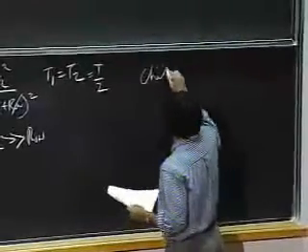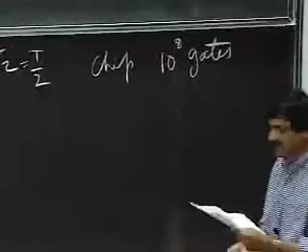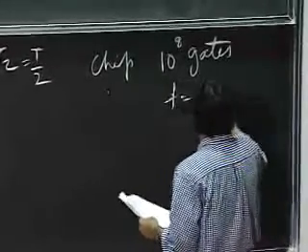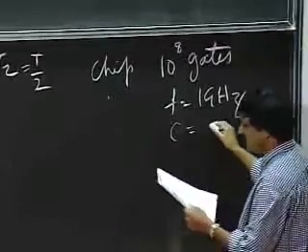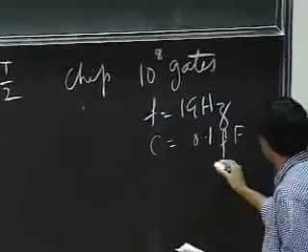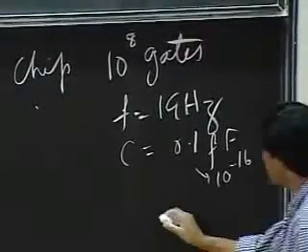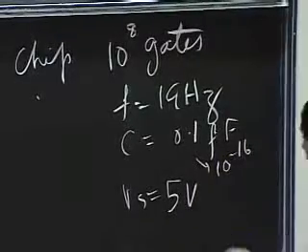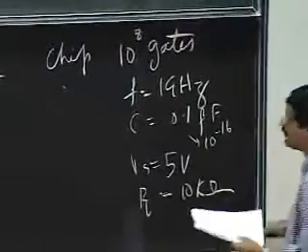Assume that I have a chip with 10 to the 8 gates. F is 1 gigahertz, that's 10 to the 9. Assume C is 0.1 femtofarads, which is 10 to the minus 16 farads. Assume Vs is 5 volts. Assume RL is 10 kilo ohms.